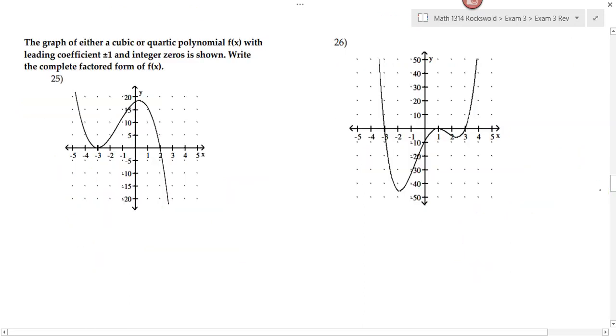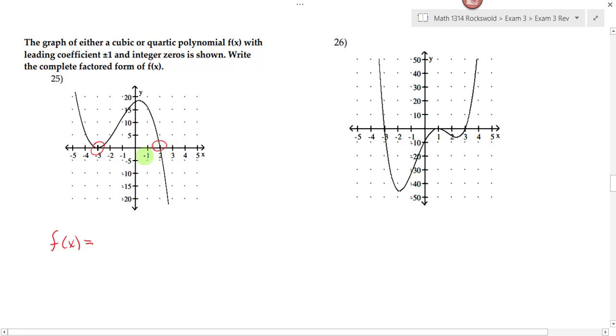On 25, we're told that the graph of either a cubic or a quartic polynomial with leading coefficient of either positive 1 or negative 1 and integer zeros is shown. Write the complete factored form of this function. So the complete factored form is going to be f of x equals, first of all, is this a cubic or a quartic? Third degree or fourth degree? My endpoints are going in opposite directions, so will my degree be even or odd? Odd, so that means that this is the third degree.